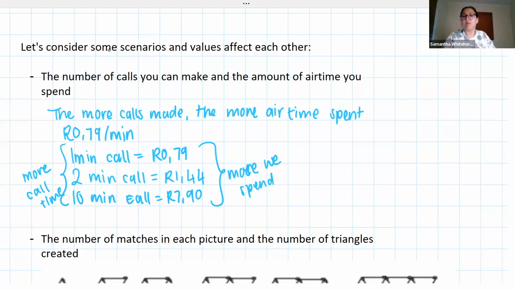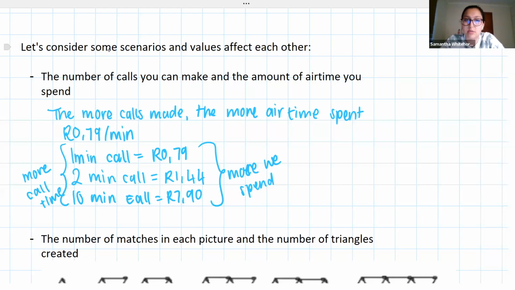All right, and that's an example of a relationship that exists between variables. Now, I've given you an example already of something of a real life application in terms of a business and profit, right? A business would look at how much money they earn, how much money they spend, and what is the profit that they make. That is a relationship that exists between two variables. This is a relationship that exists between two variables, the number of calls you make and the amount of airtime you spend.